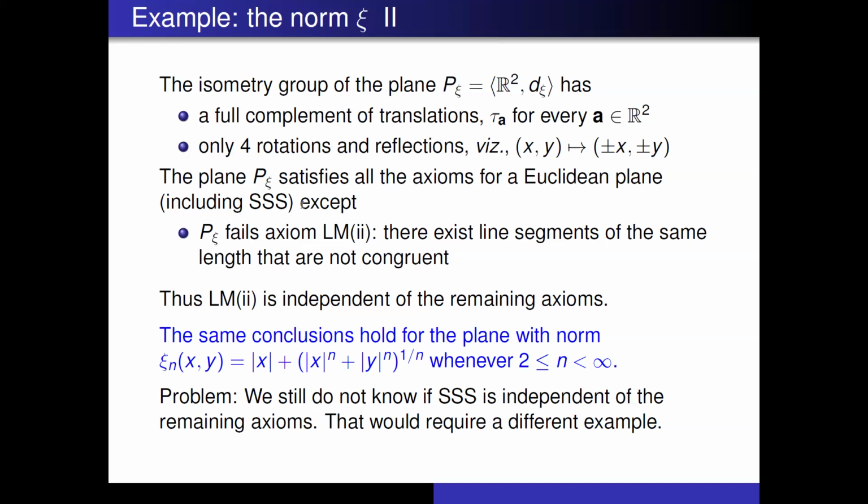And so whenever you take the absolute value of x plus an LP norm, you have a geometry that satisfies everything, okay, except that line segments of the same length are not congruent. In particular, that shows that this axiom is independent. Now, that leaves, by the way, the rest of the axioms shown to be independent, except one of the early ones is not. But the authors of the book know that.